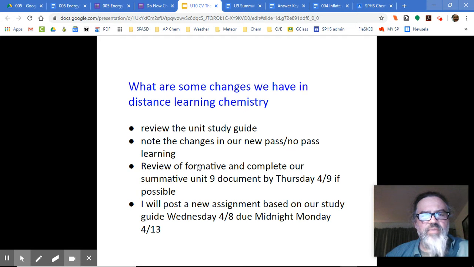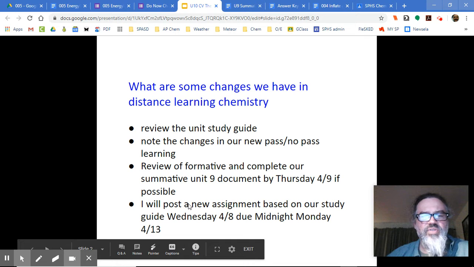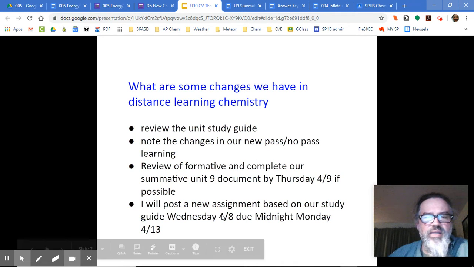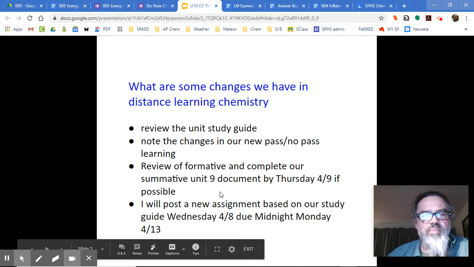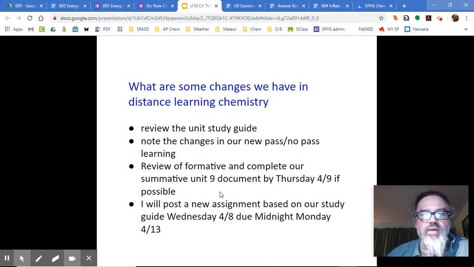And then I'll spend some time reviewing that formative document that I gave you last week in preparation for the summative. I'm going to post the summative right after this. You'll see it right away. Please try and get that done by Thursday. And then tomorrow on Wednesday, I'm going to post an assignment based on the study guide, due ideally Monday night at midnight. But I've got to know that you're checking in every week, and hopefully I'll see you in office hours. Let's start by talking about this unit study guide.